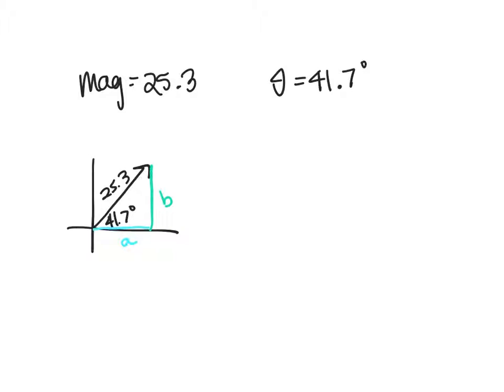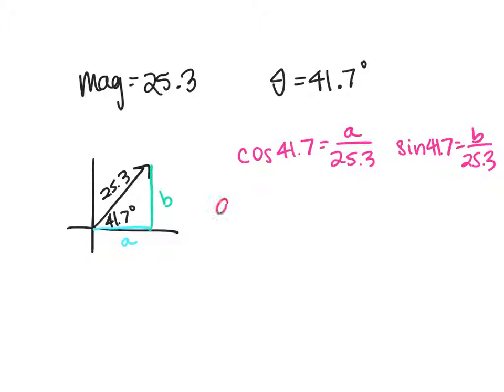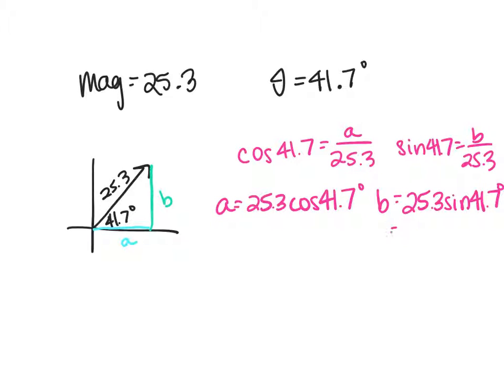So if we go back to our trig, we know we can solve for A by doing cosine of 41.7 equals A over 25.3. We know we can solve for B by doing sine of 41.7 equals B over 25.3. So essentially A will be 25.3 cosine of 41.7. Notice this is 41.7 degrees, so make sure your calculator is in degrees. B is going to be 25.3 sine of 41.7 degrees. So we just need to type those in, and then we'll write our answers with our i's and j's.